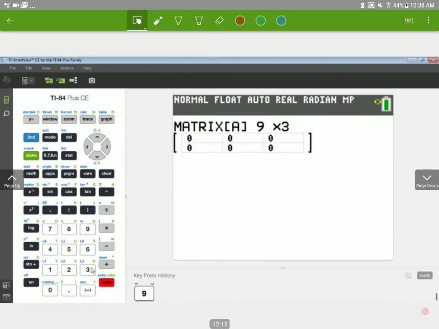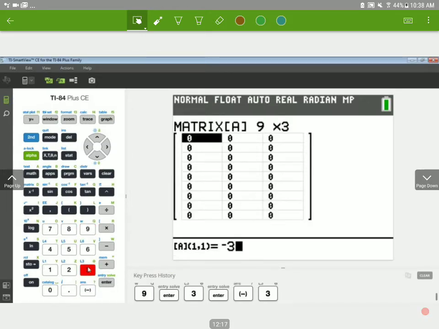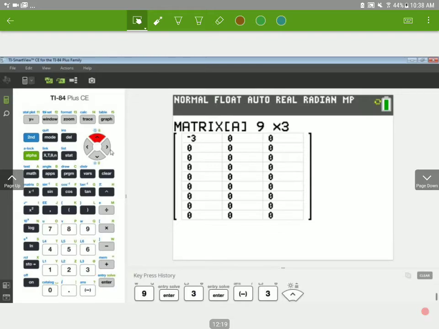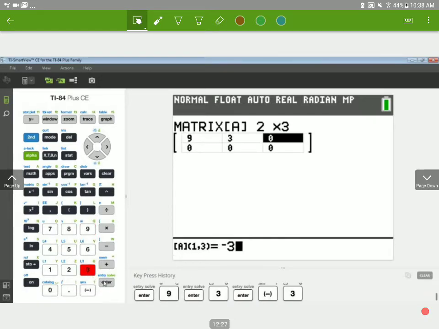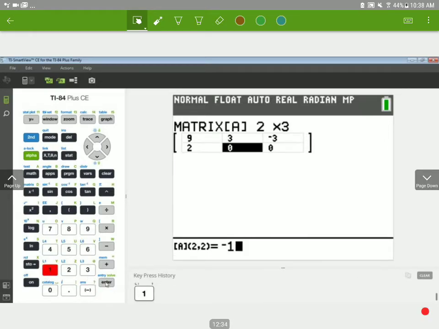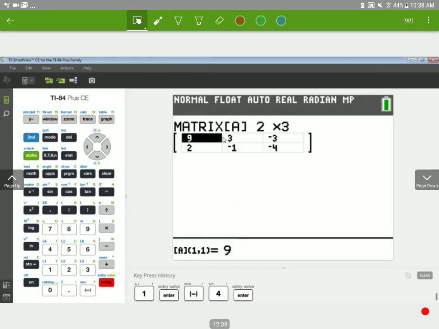Okay, so here we go. 9, 3, -3. I just changed the size. 2x3. Told you you can make it whatever size. So 9, 3, -3. Then what? 2, -1, -4. And just keep hitting enter. Every time you hit enter, it'll just bump over one.